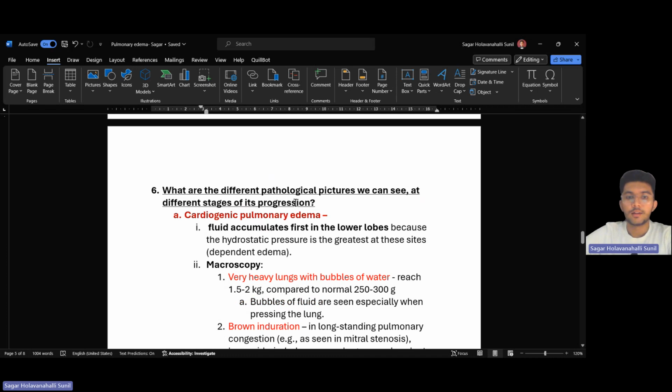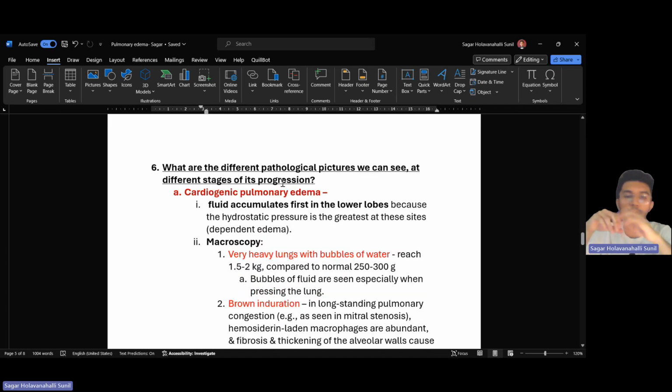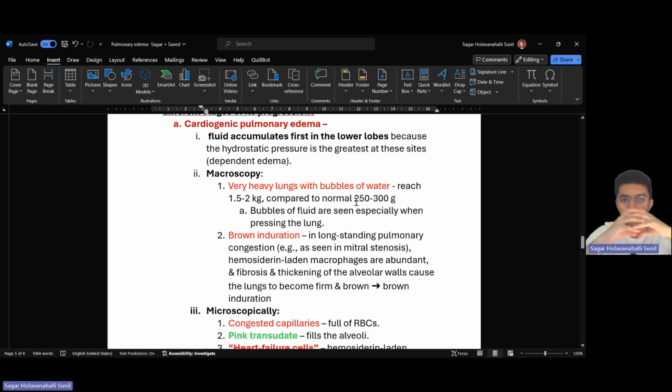So now let's look at the pathological picture. So this is the pathology part of this question. So in cardiogenic pulmonary edema, the fluid accumulates in the lower lobes because the hydrostatic pressure gradient is from the top to the bottom, where at the bottom it's the highest. And obviously, if the fluid accumulates within the lungs at the bottom part, you're going to find more fluid in the alveolar spaces. And it becomes very heavy, and also you're going to see bubbles of water.